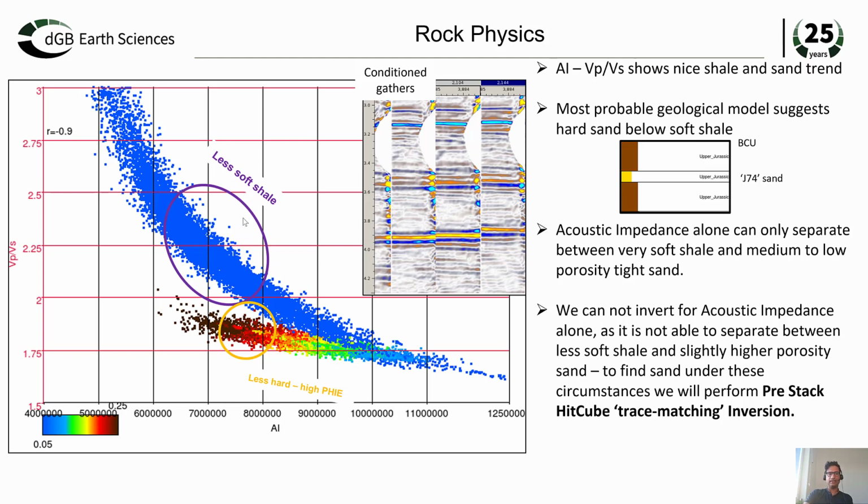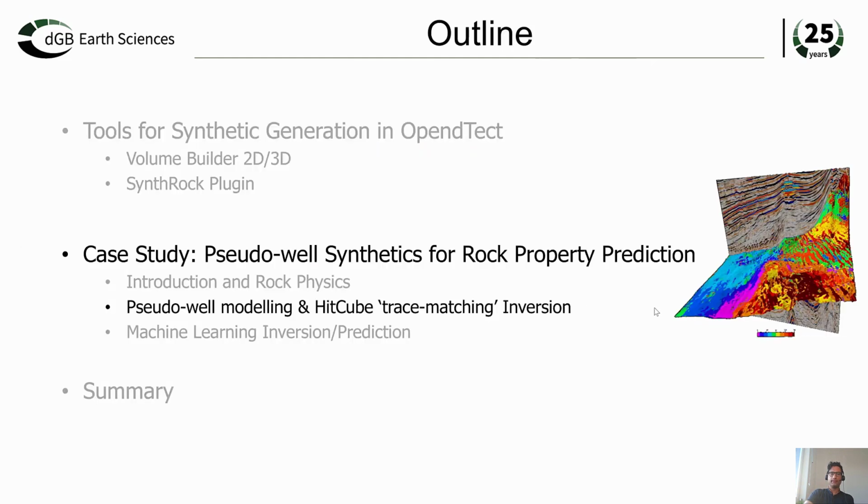So in order to separate, let's say, less soft shale from less hard and relatively high porosity sand here, we need to look at the VP-Vs ratio as well, as this is where they still have separation. And in order to do this, we need to go into the elastic domain and perform a pre-stack HitCube trace matching inversion. So let's dive deeper into the workflow for stochastic pseudo-well modeling and the subsequent HitCube trace matching inversion.